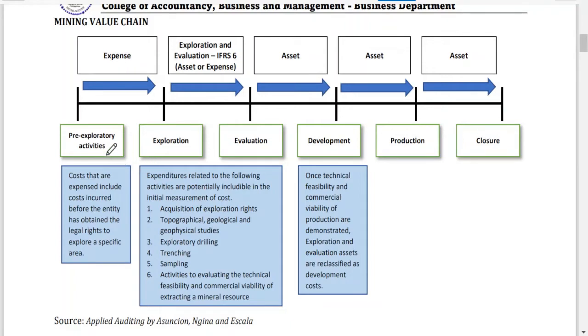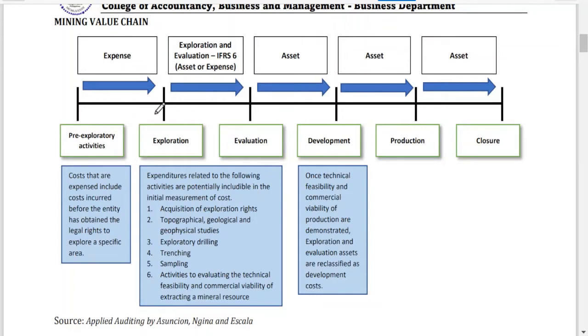So when we say pre-exploratory activity, it is before the exploration, before ta nag-search sa area, before ta nag-obtain og rights para mag-search sa area and find out if we can extract anything from that specific area. So what are the costs here? It includes costs incurred before the entity has obtained the legal rights to explore a specific area. And what is the treatment of these costs during the pre-exploratory activity? The treatment of these costs is an expense.